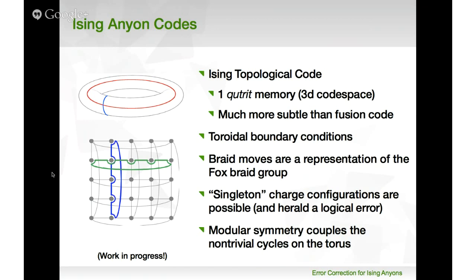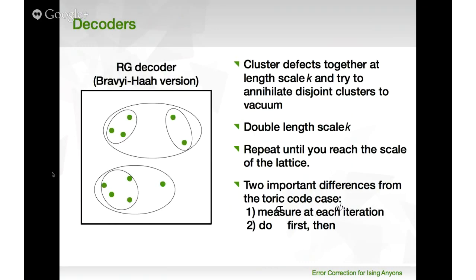I'm just sort of thinking of this as an announcement that we figured out how this code works. Okay, this slide is a little messed up, but I guess you can read it anyway. To do error correction, the last ingredient you need is a decoder, and we have two decoders. The first one that we looked at, although I won't present the numerical results because they're not as compelling and the thresholds are lower.